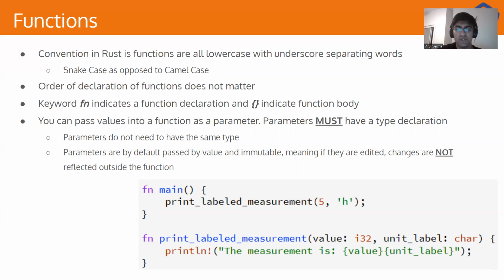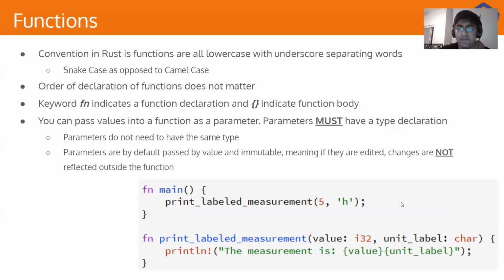So now let's talk about parameters. I briefly mentioned it with the parentheses, but let's get back into it. Whenever you want to pass values into a function, you pass them as a parameter. Parameters go inside these parentheses, and they must have a type declaration. So you can see an example with print label measurements. Inside these parentheses, we're passing two values, value and unit label, both of which have a type declaration. You cannot implicit type here, and that will cause an error.